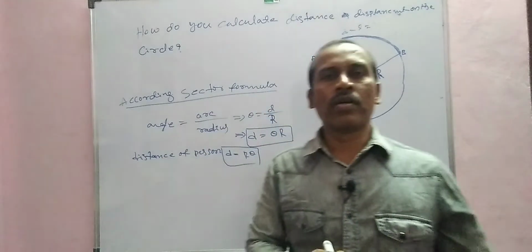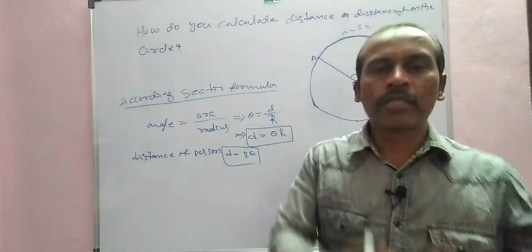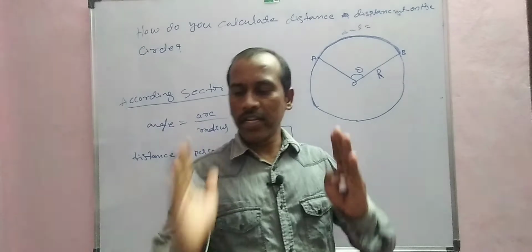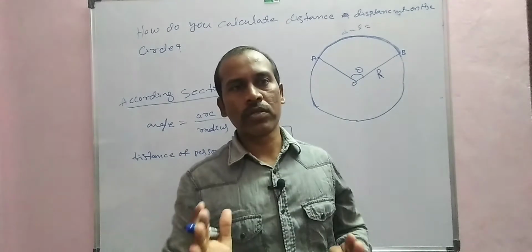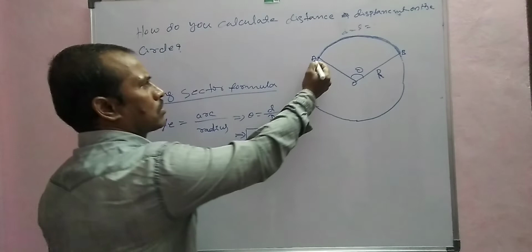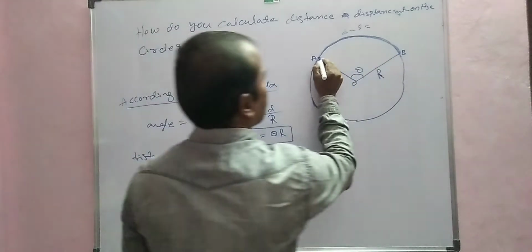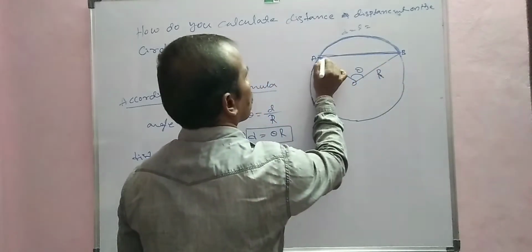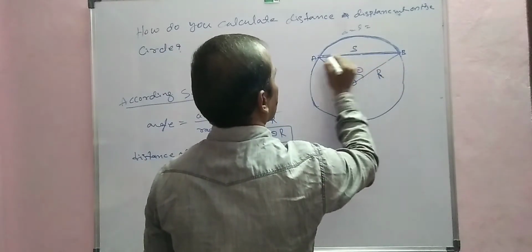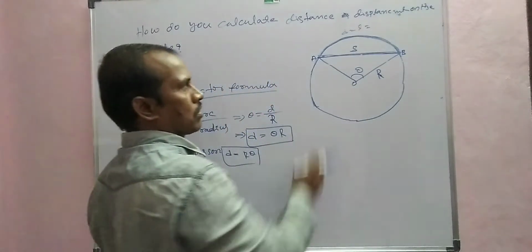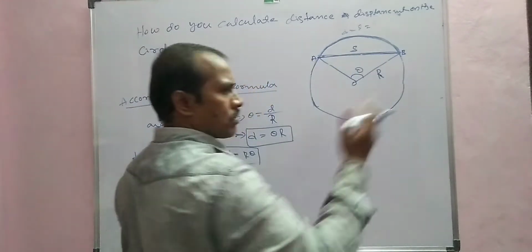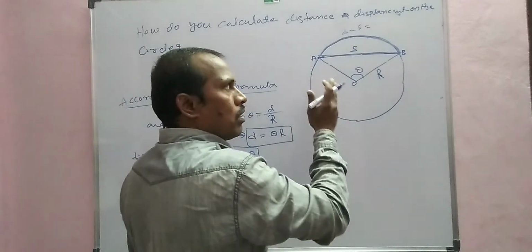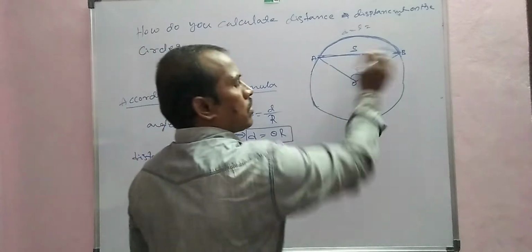Now how do we calculate the displacement? The displacement is the shortest distance between the initial position and the final position. The initial position is A and the final position is B. This straight line is the displacement, denoted by S. This straight line gives the displacement of the person from A to B. Now, how to calculate this displacement?